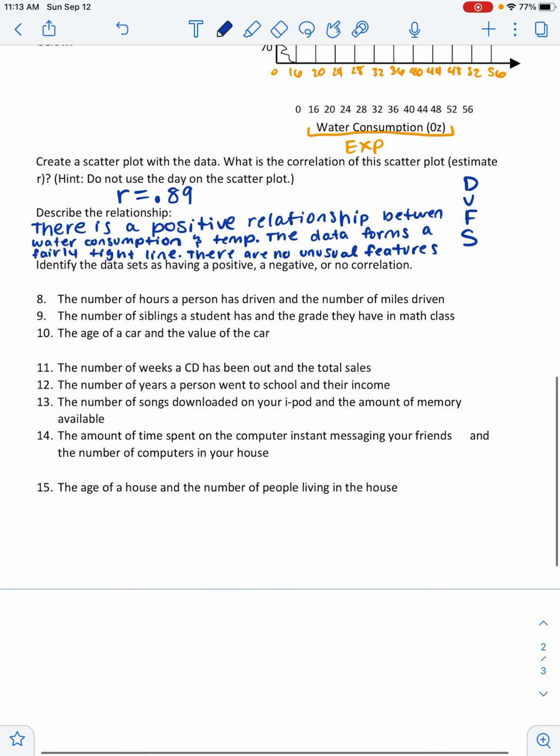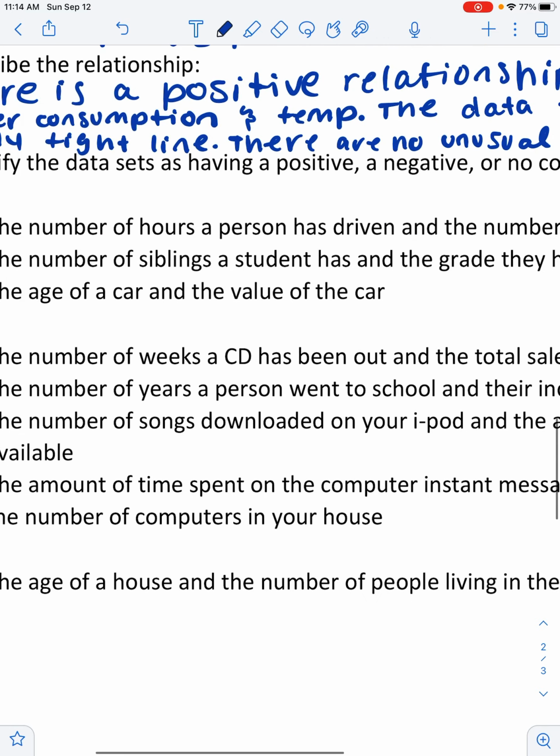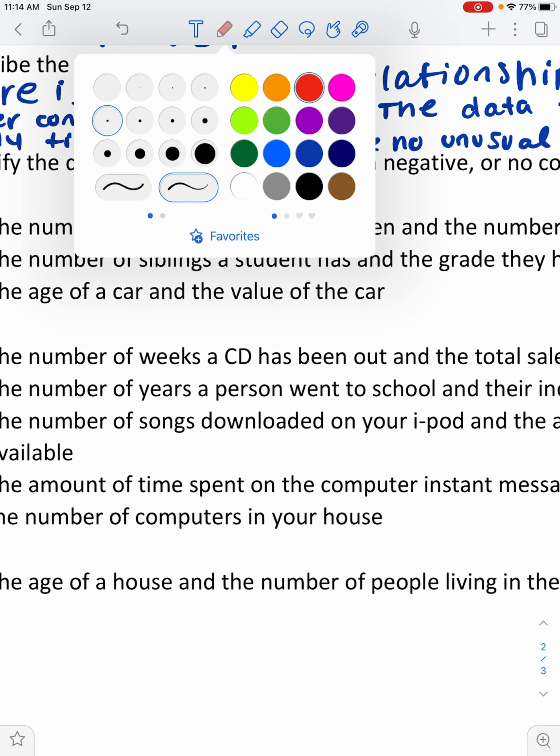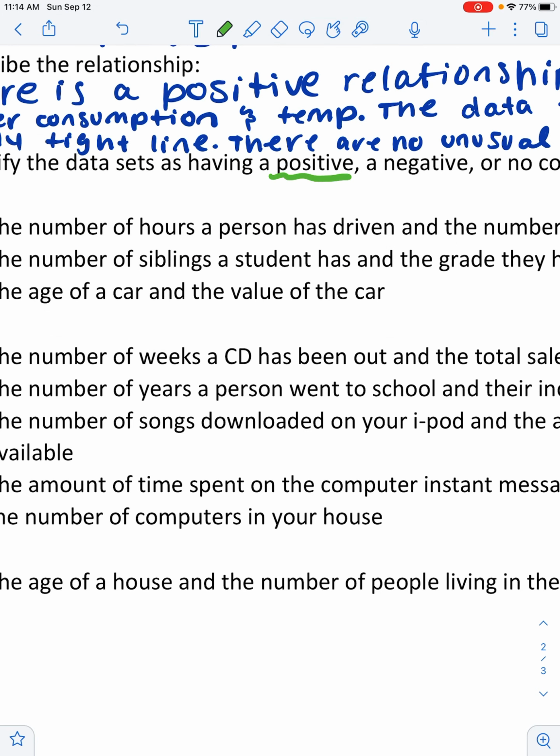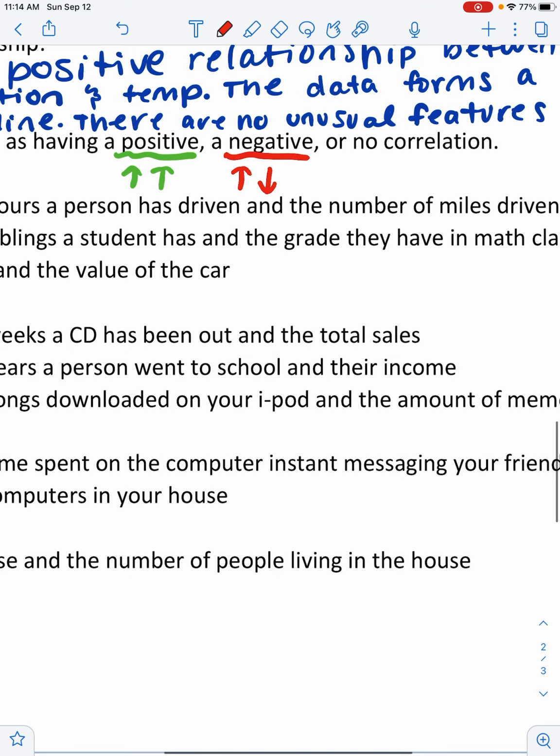All right, for 9 through 15, now we're thinking about the correlation in terms of context of a problem. So do we think it has a positive, negative, or no correlation? So remember, for positive, I'll do positive in green. For positive, that means both variables are going up at the same time. Negative means as one goes up, the other goes down. No correlation means that they don't have a relationship, that they could both do different things at different times.